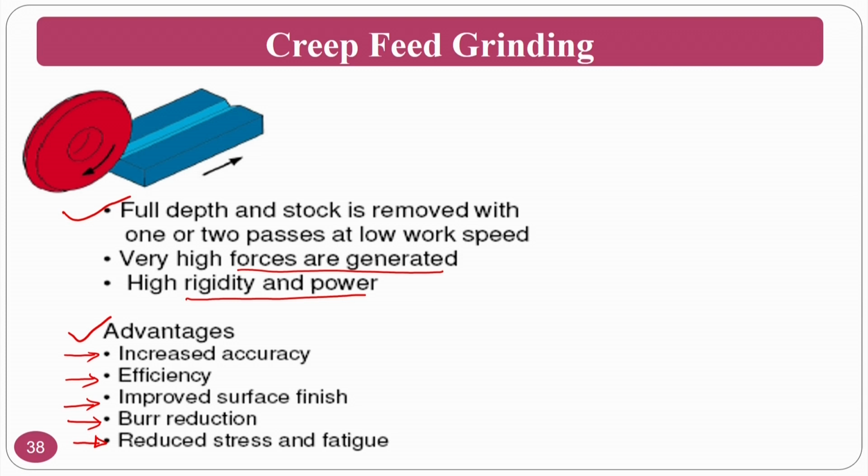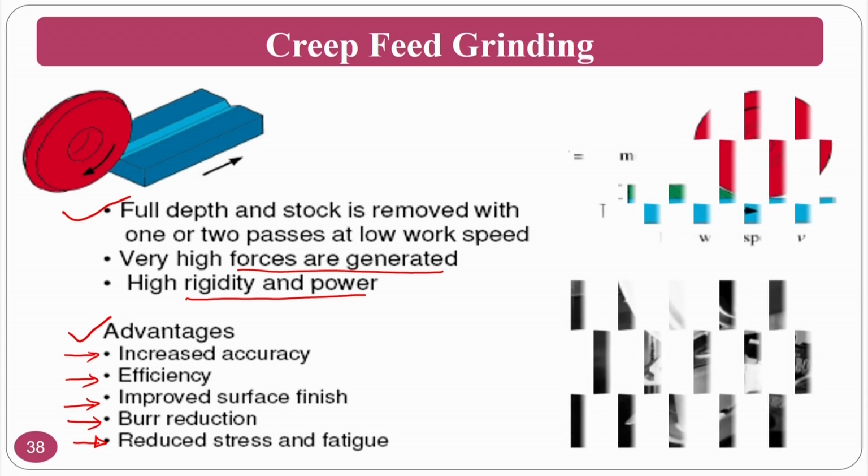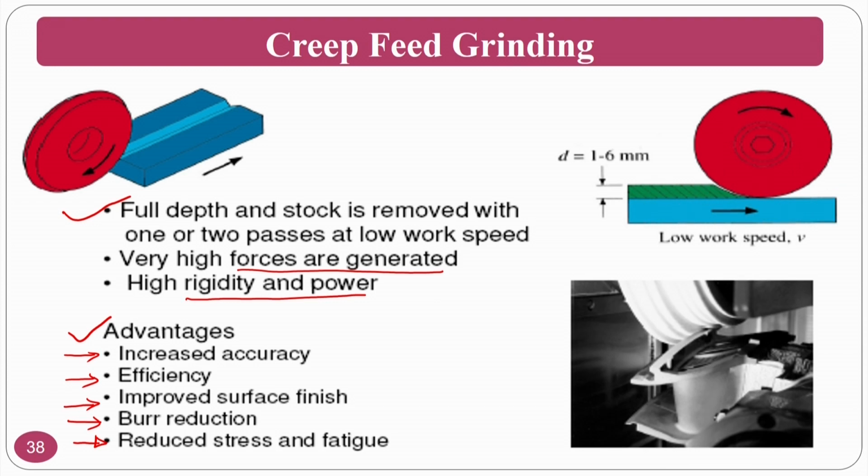The most important advantage of this particular process is that you can remove the material in less time. That means you are going to give the depth of cut in a huge amount. In normal grinding you give 10 microns, 20 microns and so on, but in creep feed grinding you will give more than 1 mm in a single go. That means it is purely a material removal process. If you want to get a certain shape or size in less time, you can go for creep feed grinding.